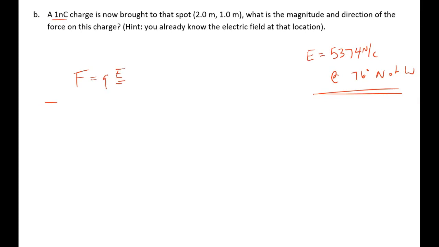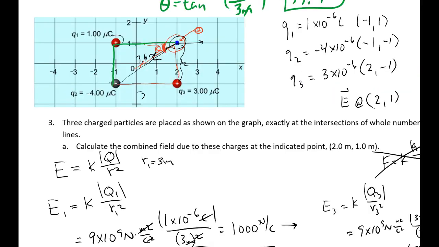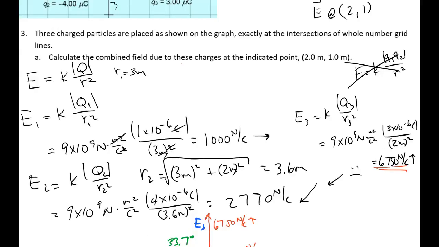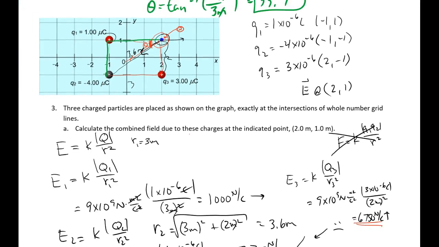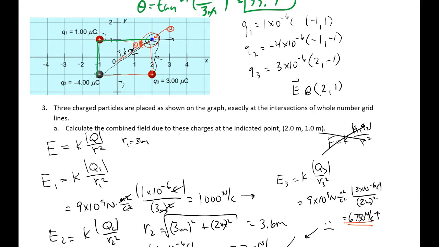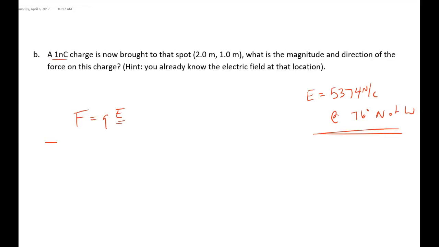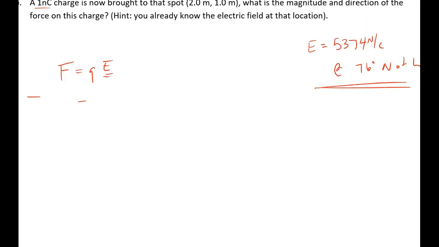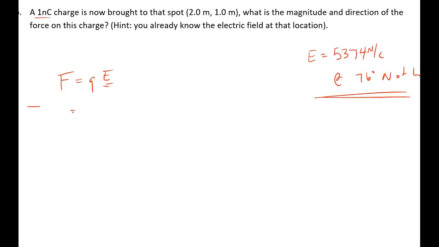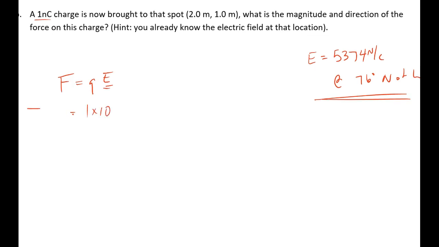There's no reason for me to find the forces, because what would be miserable is to go back and find the force between those two, the force between those two, the force between those two, and the force between those two, and now have to add all those up again just like we did. But since we've already done all the legwork with the electric field, we're good. So Q is equal to 1 nanocoulomb, so 1 times 10 to the negative 9th coulomb, times my electric field, which is 5,374 newtons per coulomb.